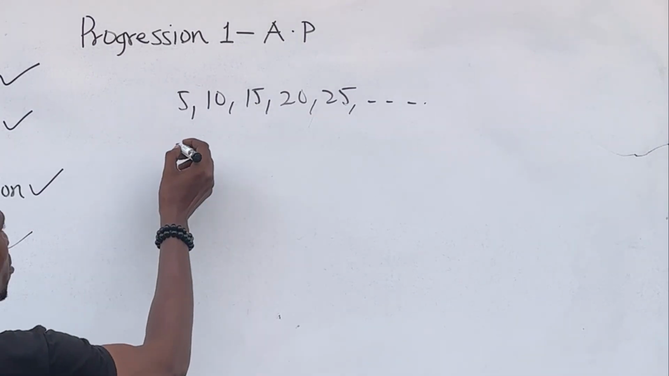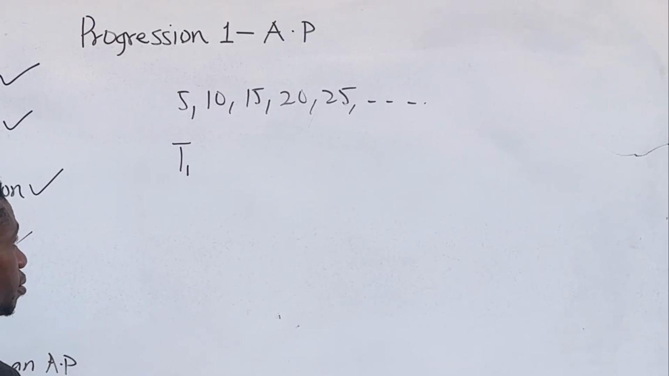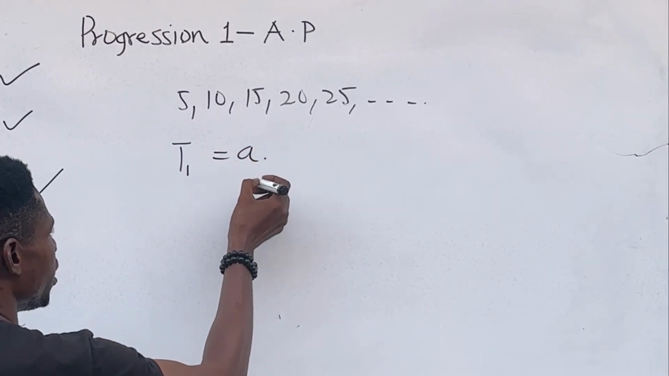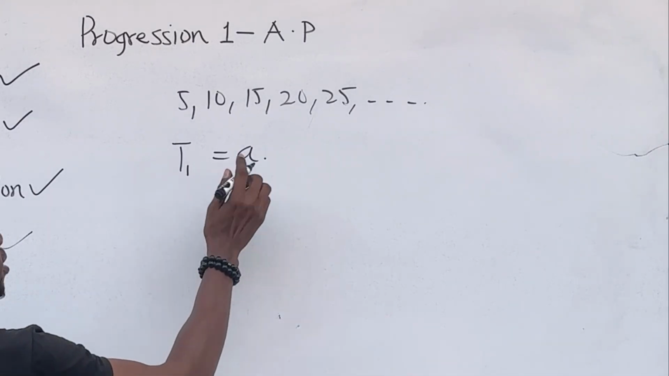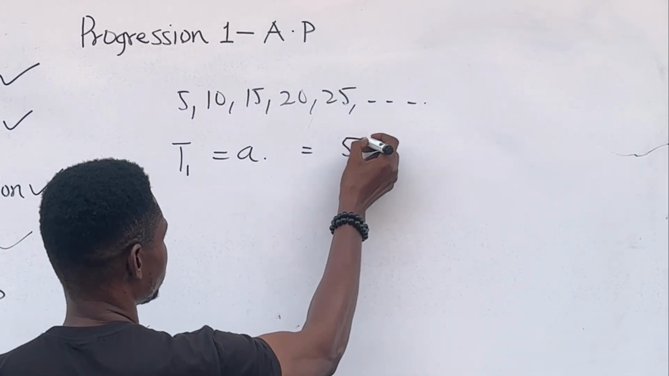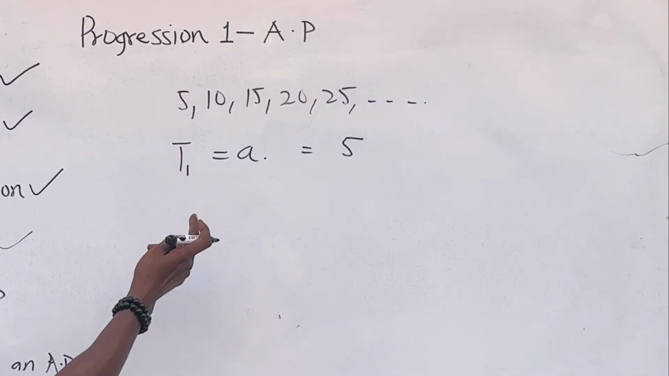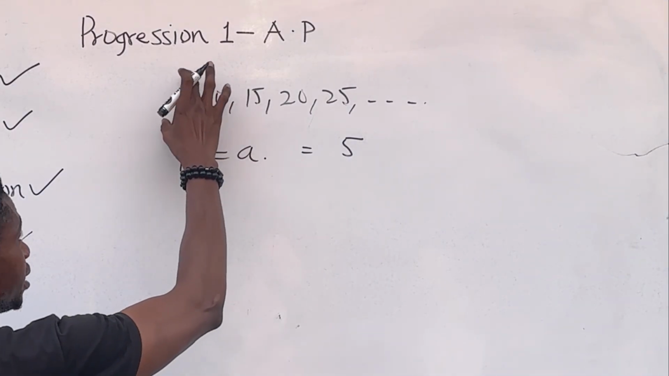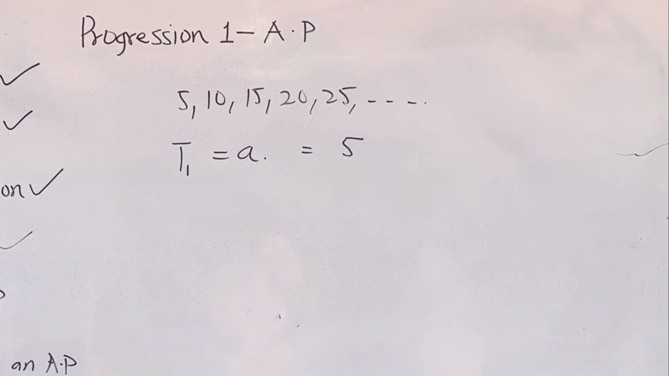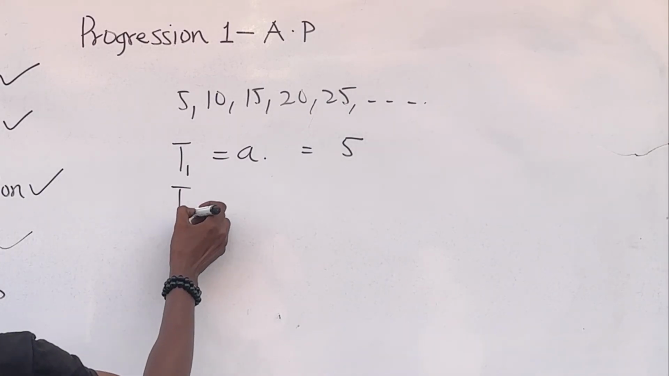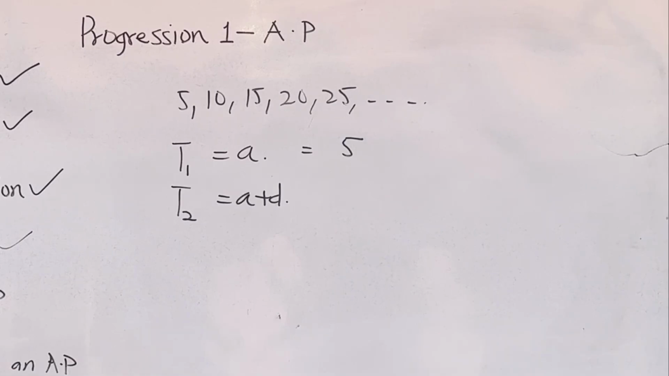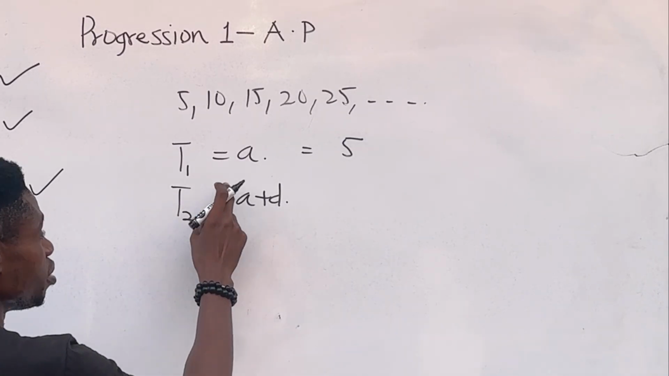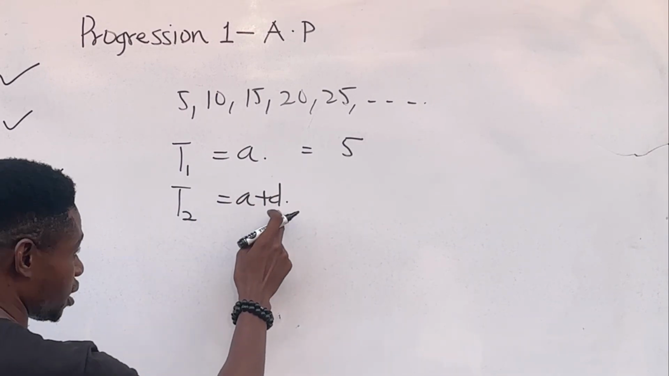Now, the first term, term 1, we're going to call it A, and in this case, the value of that is 5. So A represents the first term, and in this case, the value is 5. And the second term will now be A plus D. This is strictly for arithmetic progression. So the second term will be A, the first term, plus the common difference.